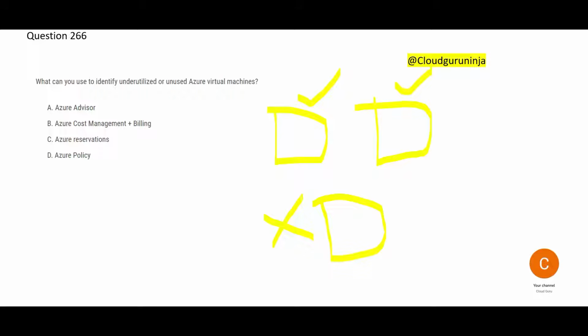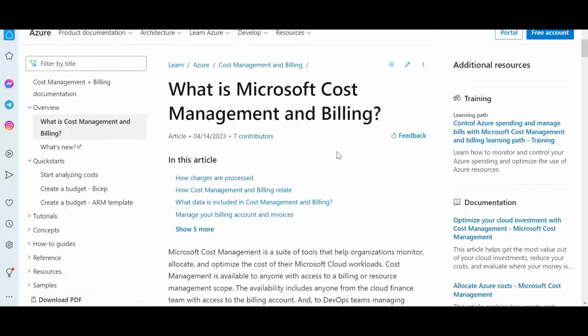So in the cloud world, you have to be very cognizant about cost. You cannot leave resources idle, so you have to continuously monitor. This is what we are doing here. You want to identify which ones are underutilized. So which service will help you with this? See, the number one service designed for this purpose is Cost Management and Billing. Okay, this one.